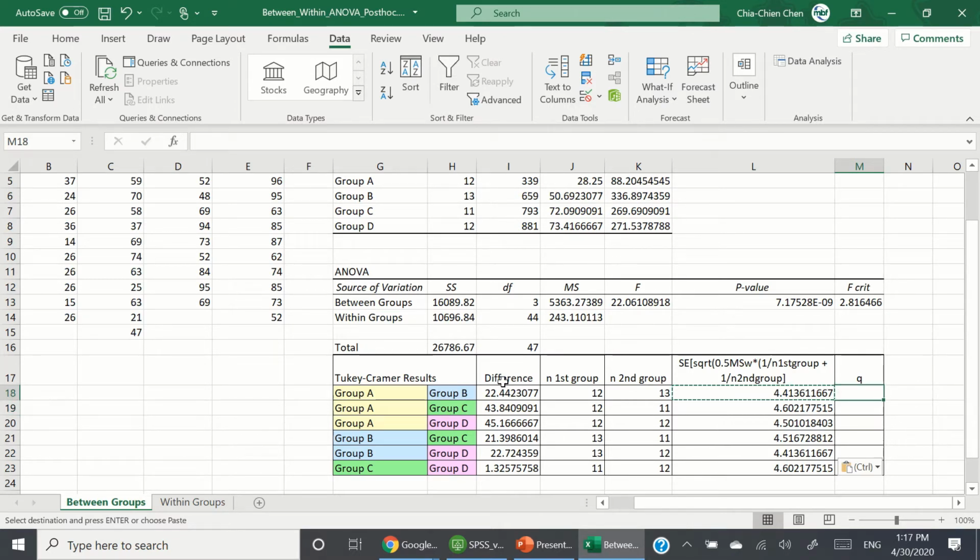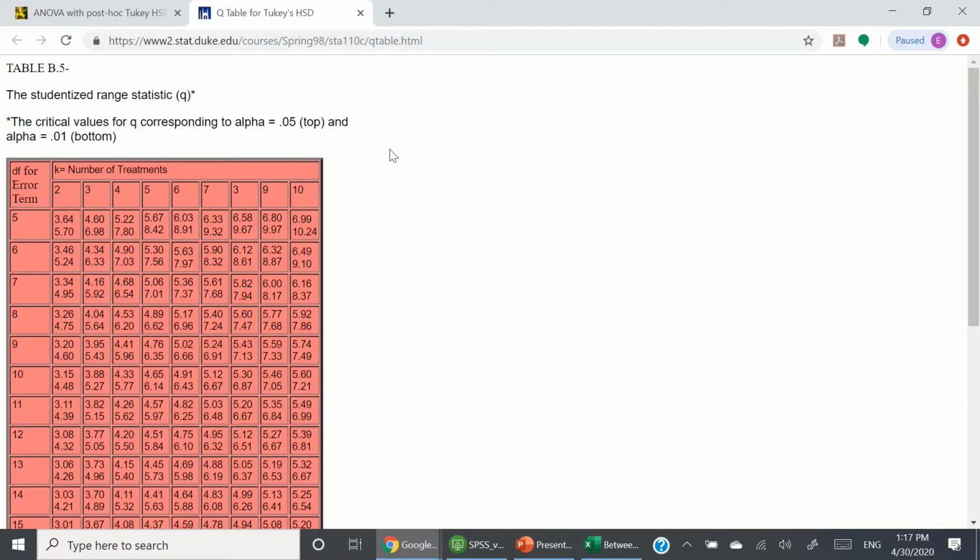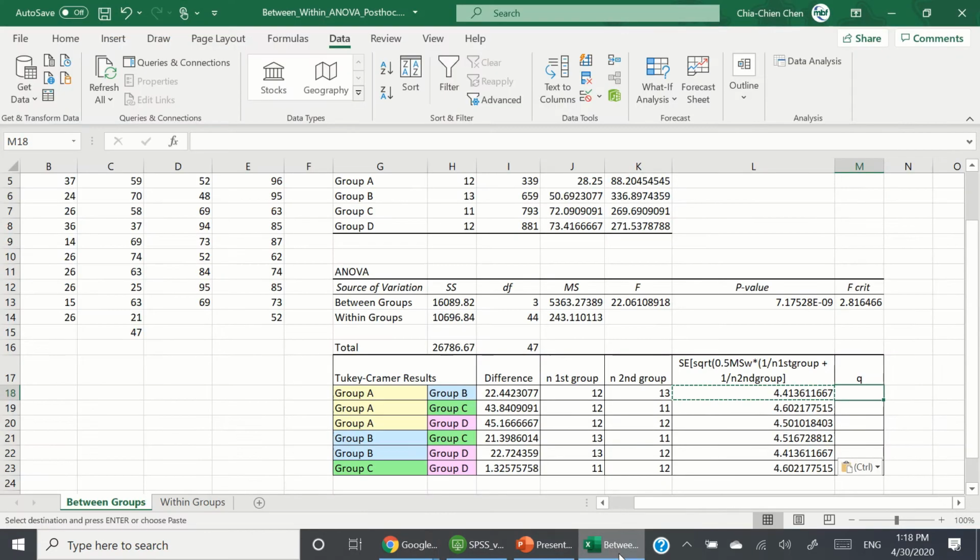Okay, now the last thing we need to calculate is the Q. That is exactly what you're seeing here in the Q statistics, the studentized range statistics. These are the critical values for the Q corresponding to an alpha of 0.05 on top and the alpha of 0.01 on the bottom. Okay, so this is exactly what we need to calculate for each comparison.